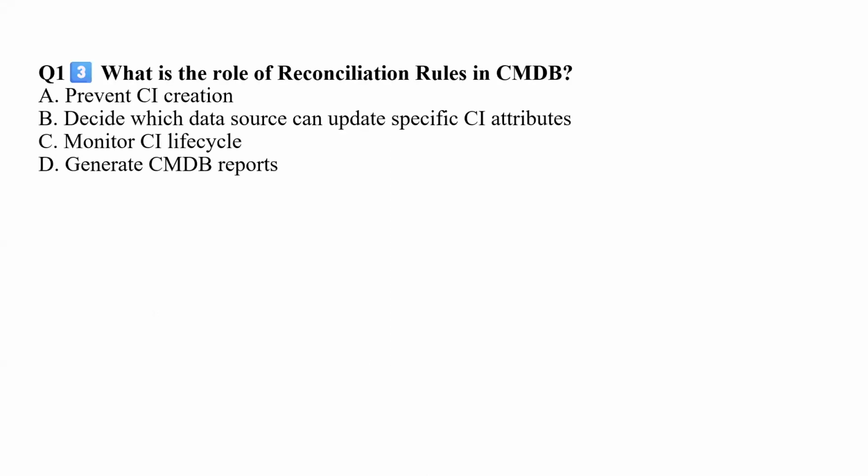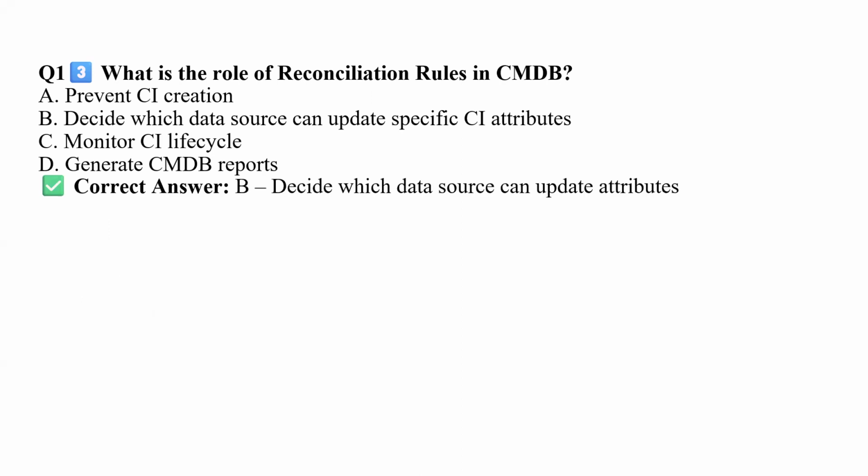The next question is, what is the role of reconciliation rules in the CMDB? Option A, prevent CI creation. Option B, decide which data source can update specific CI attributes. Option C, monitor CI lifecycle. Option D, generate CMDB reports. The correct answer is option B, decide which data source can update attributes.